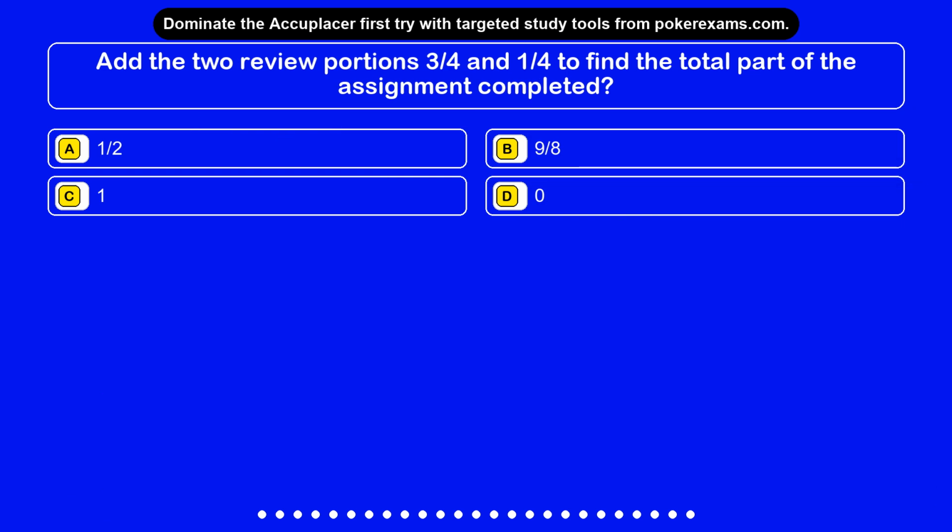Question 2. Add the two review portions 3/4 and 1/4 to find the total part of the assignment completed. Option A, 1/2. Option B, 9/8. Option C, 1. Option D, 0.